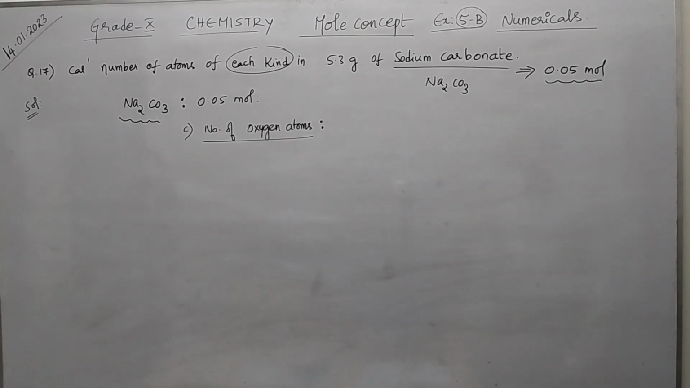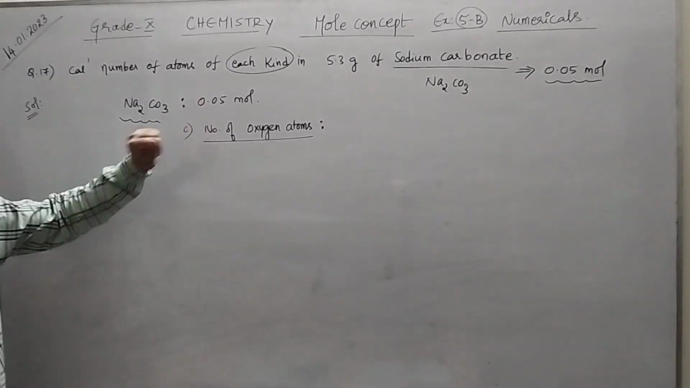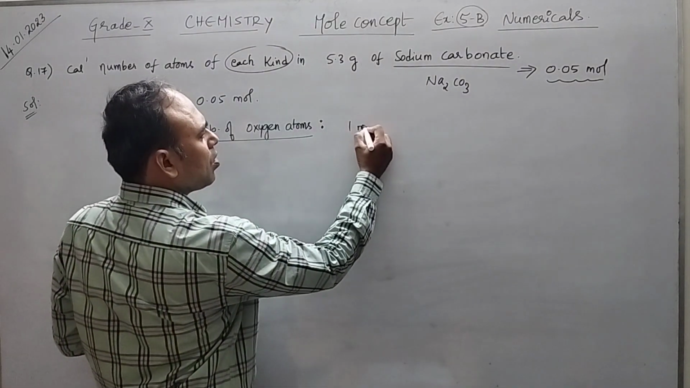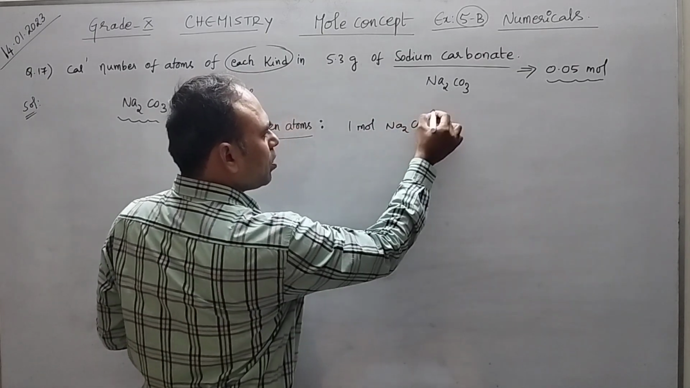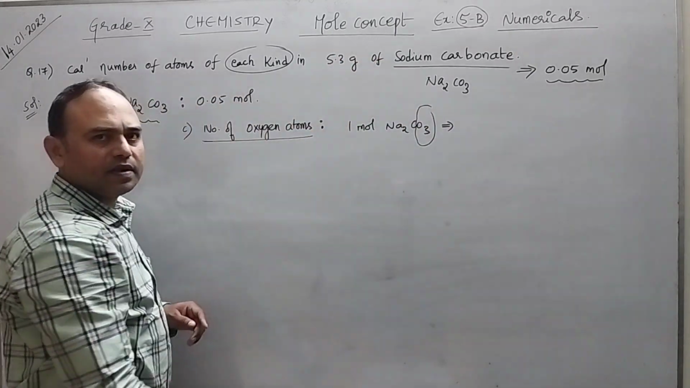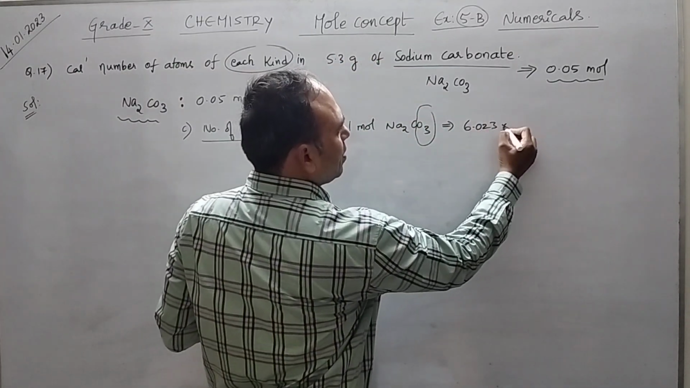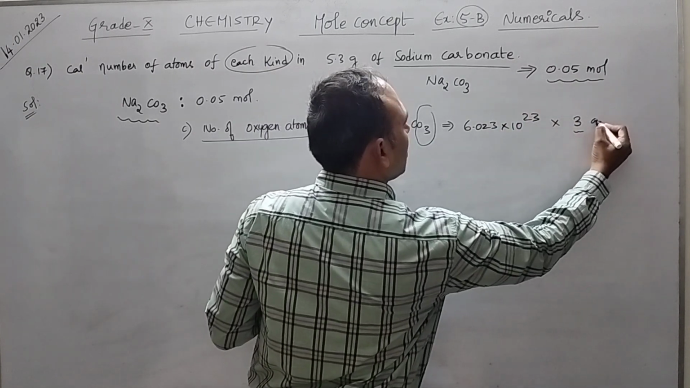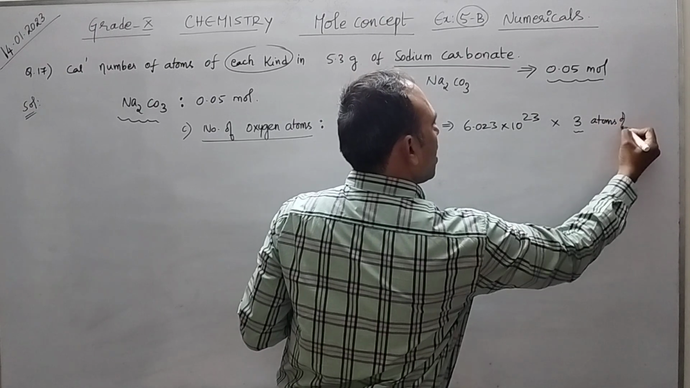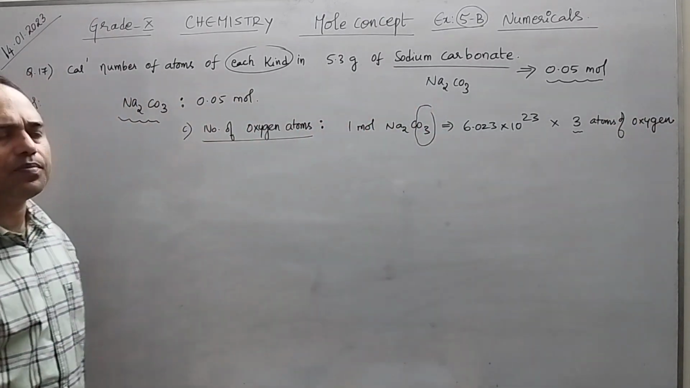Using the same method, you can calculate the number of oxygen atoms also. How many moles did you get? 0.05. So we can write like this: 1 mole of Na2CO3. Now we are talking about oxygen. Atomicity is 3, the number of atoms is 3. Therefore, 6.023 into 10 to the power of 23 atoms into 3 atoms of oxygen. Hope you have understood this, very simple.